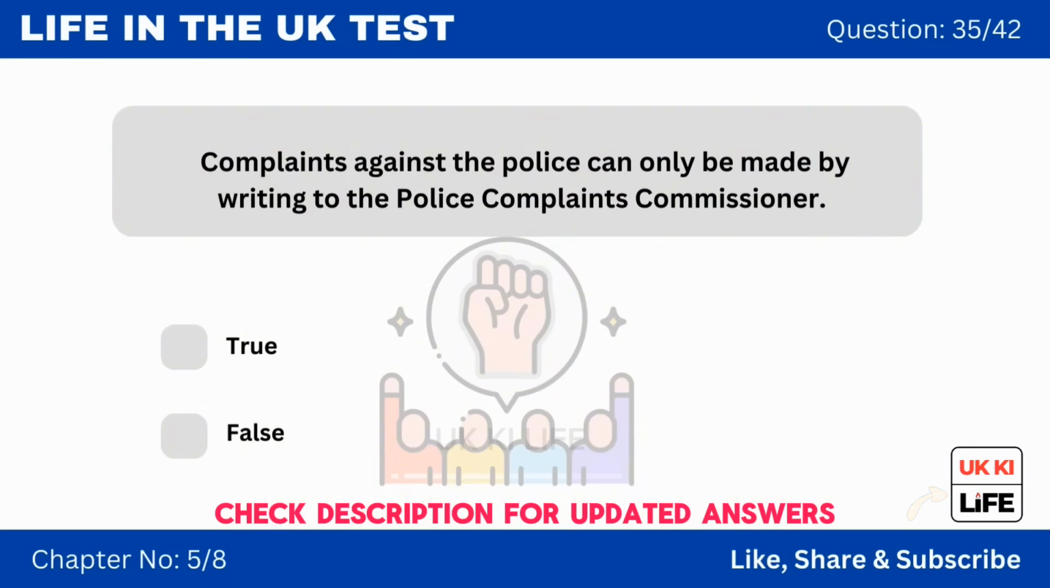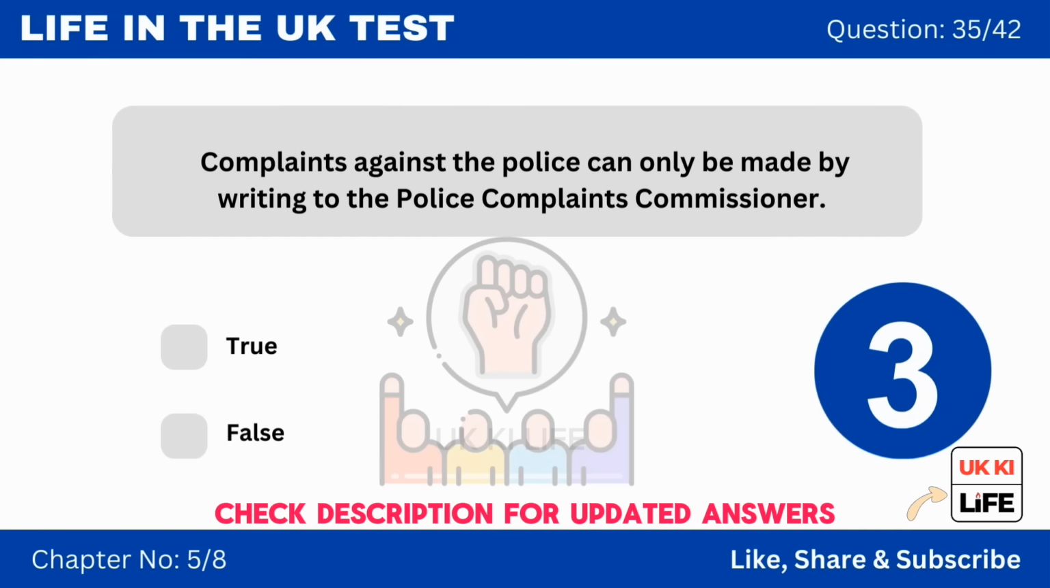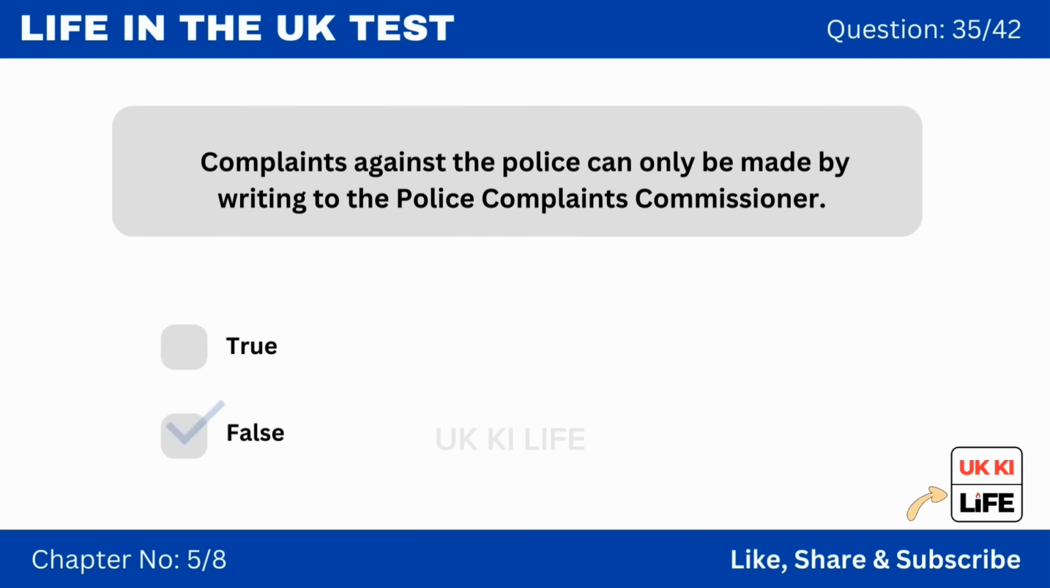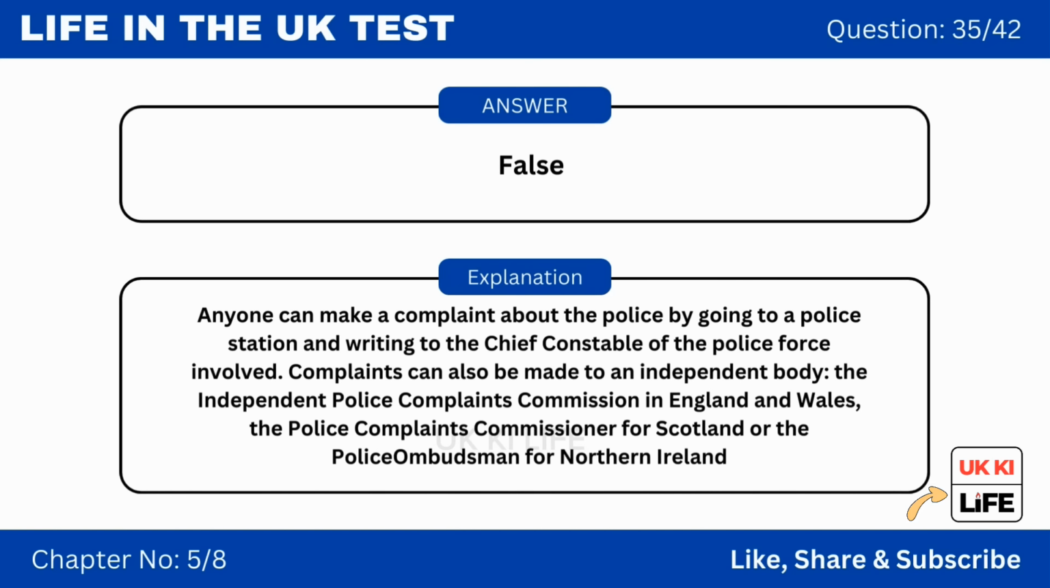Question 35. Complaints against the police can only be made by writing to the Police Complaints Commissioner. True. False. The correct option is B. Explanation. Anyone can make a complaint about the police by going to a police station and writing to the Chief Constable of the police force involved. Complaints can also be made to an independent body, the Independent Police Complaints Commission in England and Wales, the Police Complaints Commissioner for Scotland, or the Police Ombudsman for Northern Ireland.